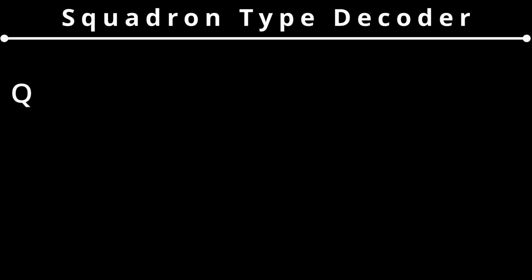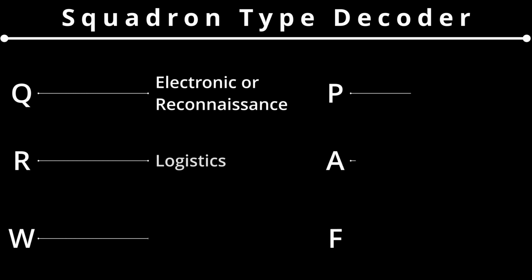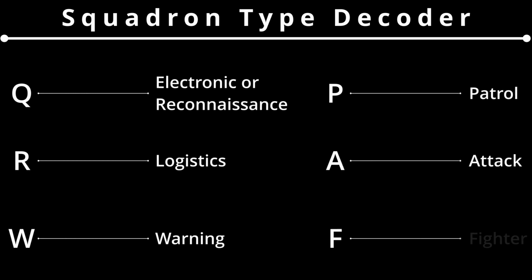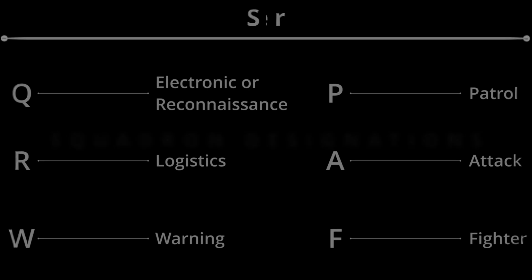The following letters are a decoder of the mission that this unit carries out. A squadron can have multiple letters following the aircraft designator if they perform multiple mission sets. A Q represents an electronic or reconnaissance designation, an R represents a logistics designation, W for warning, P for patrol, A for attack, and F for fire.